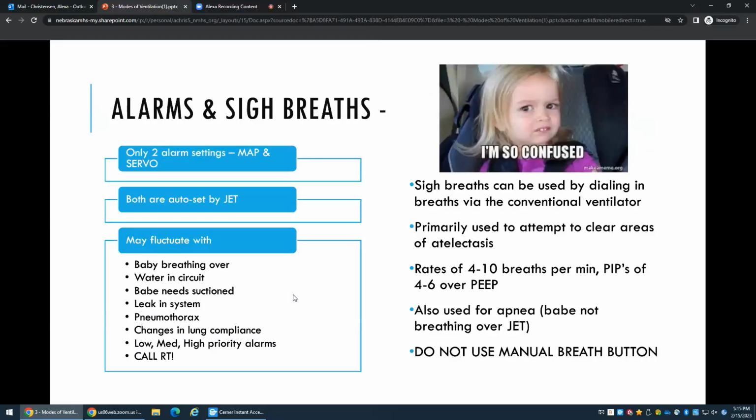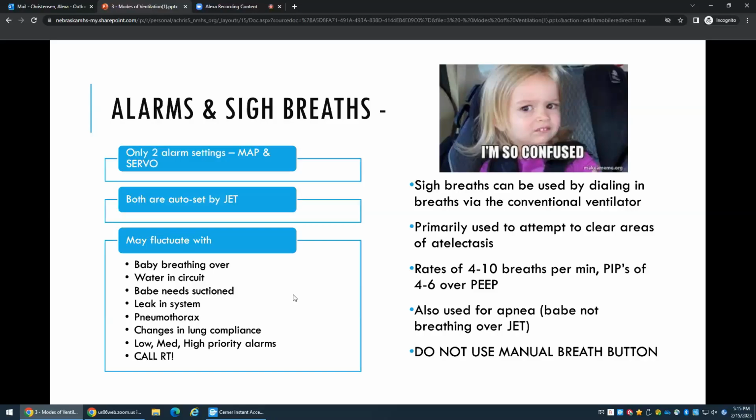Okay, we're going to talk briefly about alarms and a sigh breath. There's only 2 alarms on the jet, the MAP and the servo. They are both auto set, but we can widen them a little bit. Most of the alarms are low priority alarms, and those thankfully account for about 90% of the jet alarms, and those are also the ones that are going to fix themselves.